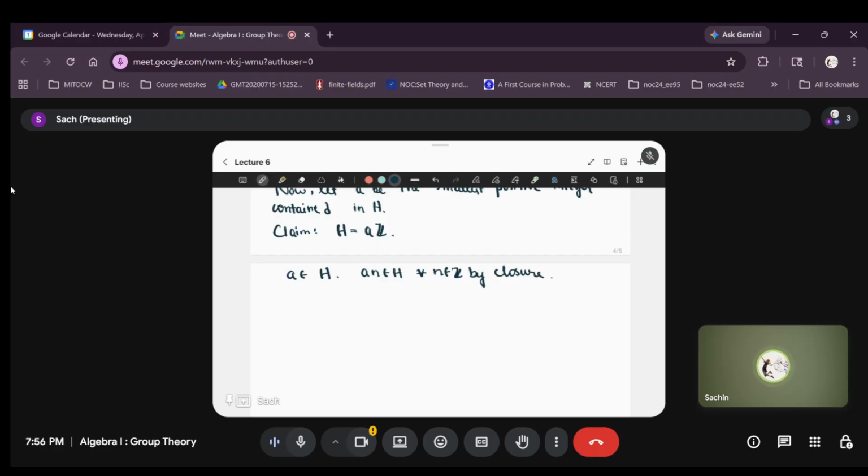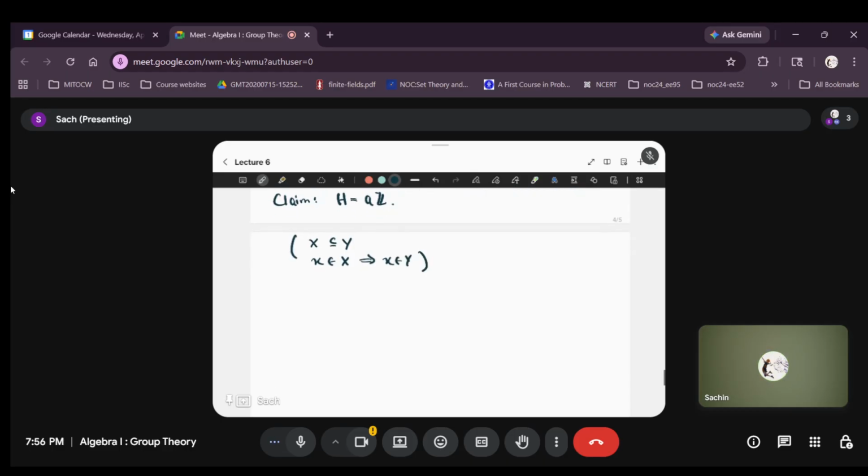Since A is in H, by closure AN belongs to H. But the set of all AN is nothing but AZ. Okay. To show X is a subset of Y, you have to show that if x is in X, then x is in Y. We'll do that.